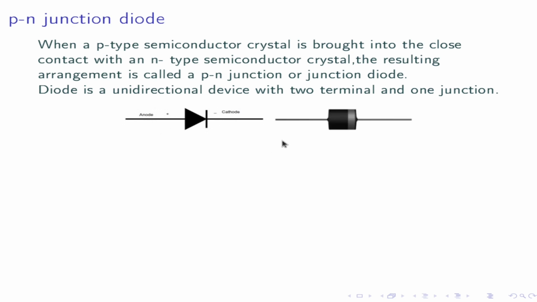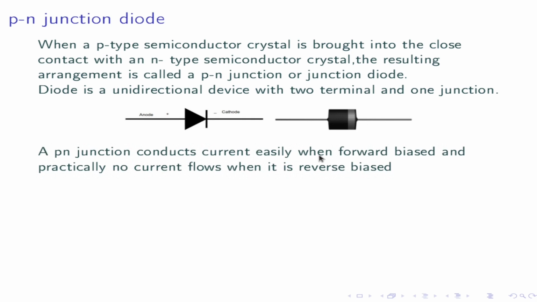The industrially available diode is this one. The white mark is the cathode, the negative, and the black one is the anode, or the positive one.